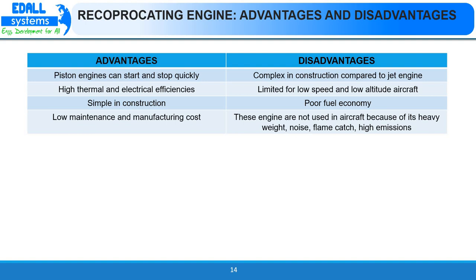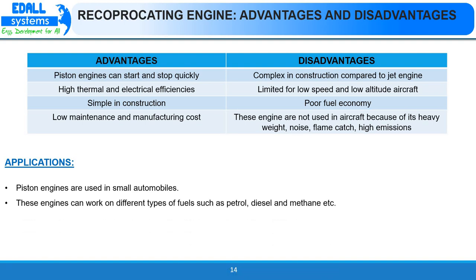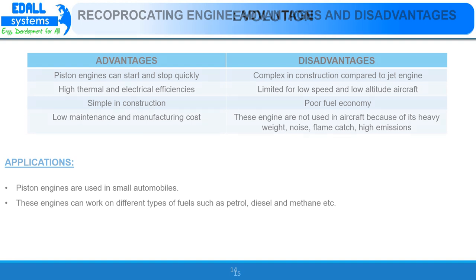Let us see few applications of reciprocating engines. Reciprocating engines or piston engines are used in small automobiles and can work on different types of fuels such as petrol. Next, we shall see the evolution from reciprocating engine to jet engines.